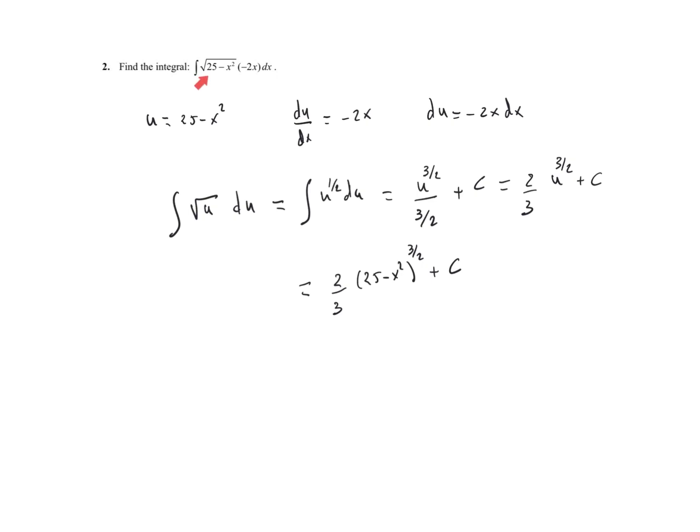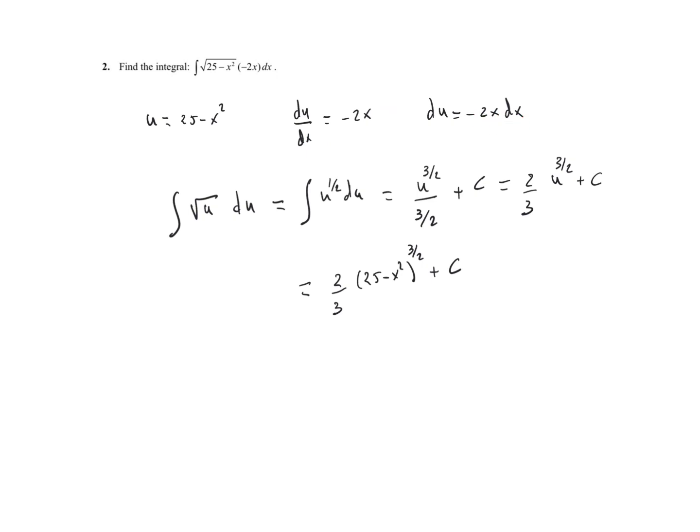The next one is the integral of the square root of 25 minus x squared multiplied by minus 2x dx. The technique is to realize what is du. du is sitting right in front of you if you name u as 25 minus x squared. The derivative of u with respect to x is minus 2x. So du is minus 2x dx. Perfect.